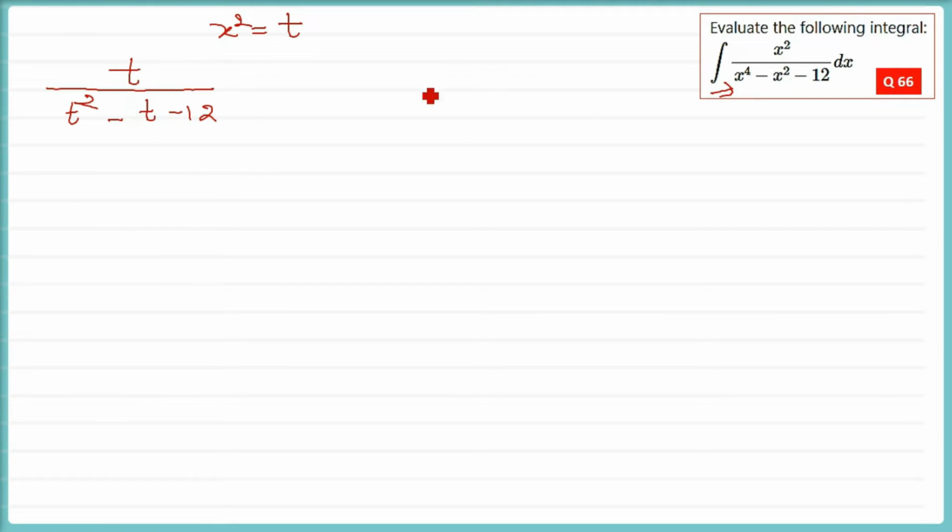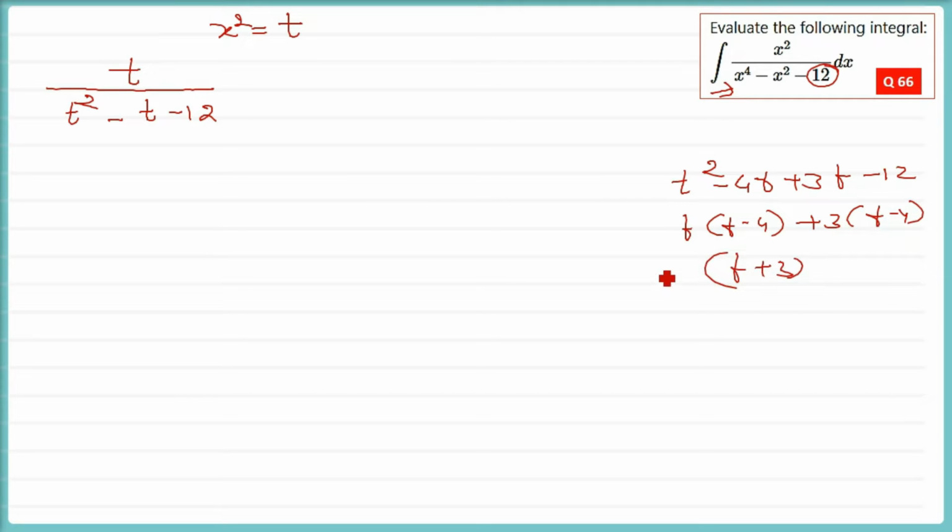So t square minus t minus 12, and this 12 can be written as negative 4 plus 3, because you can get a negative out of it. So we can write this as t square minus 4t plus 3t minus 12. You can take t common, it will be t minus 4. Now you can take 3 common, it will be t minus 4. So we have two factors out of t square minus t minus 12, which are t minus 4 and t plus 3. So after converting it to a partial fraction, this question has become quite easy now.